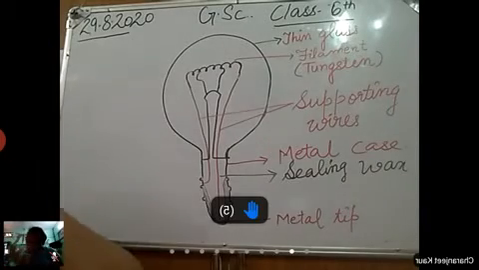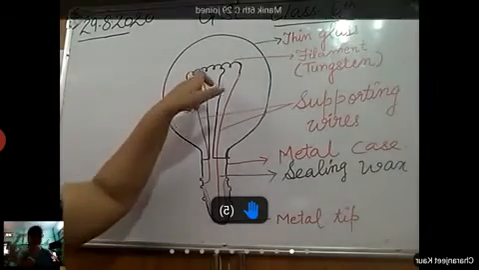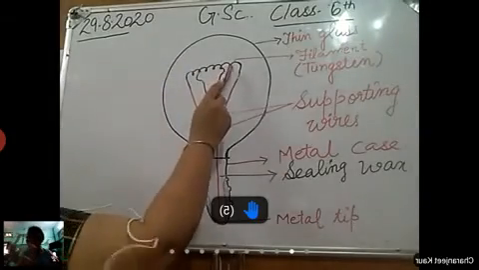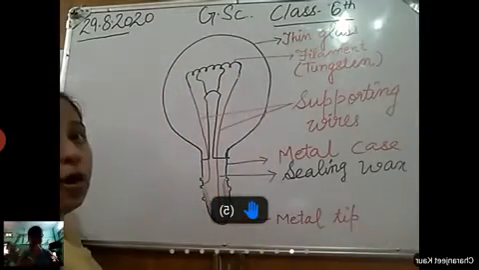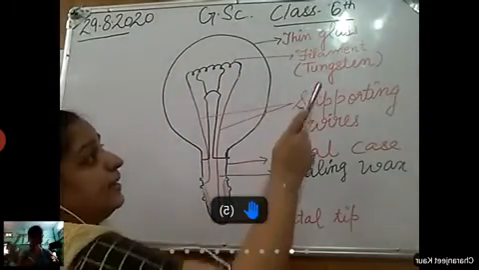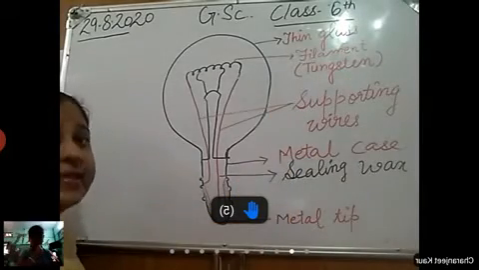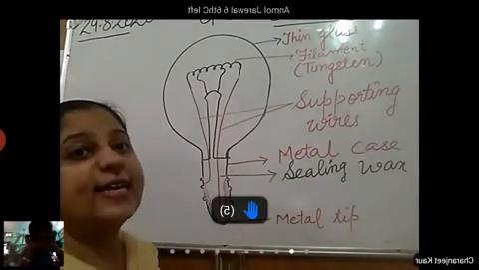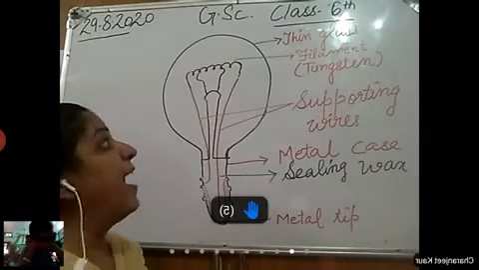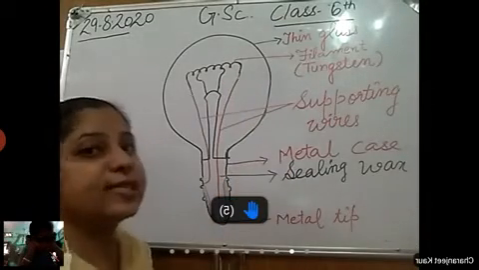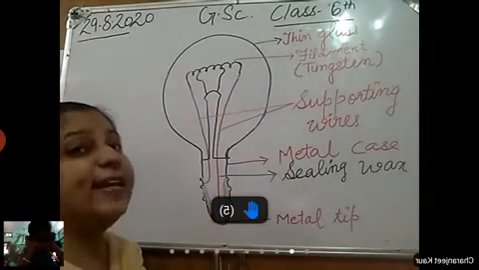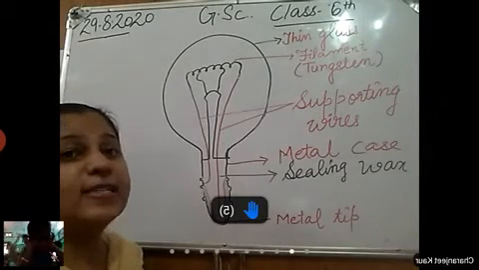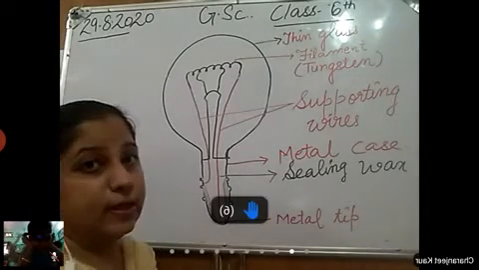Now see, you can see this filament. I told you this filament is made up of a material called tungsten. This is a very important question generally asked in exams. Why is the filament made of tungsten only, not any other material? Why is the filament made of tungsten only?